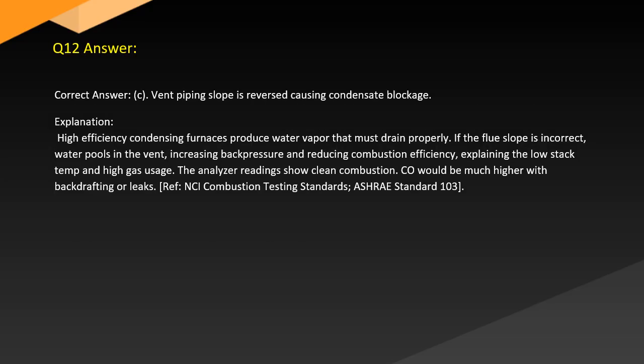Answer. Correct answer: C. Vent piping slope is reversed, causing condensate blockage. Explanation. High-efficiency condensing furnaces produce water vapor that must drain properly. If the flue slope is incorrect, water pools in the vent, increasing back pressure and reducing combustion efficiency, explaining the low stack temp and high gas usage. The analyzer readings show clean combustion. CO would be much higher with backdrafting or leaks. Ref. NFGC combustion standards. ASHRAE Standard 103.